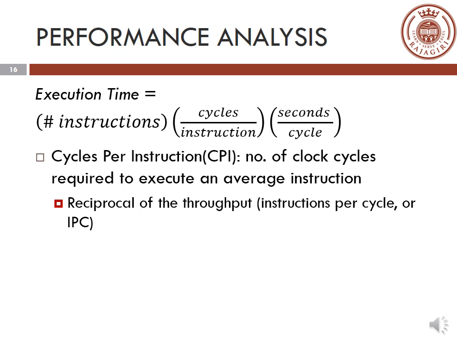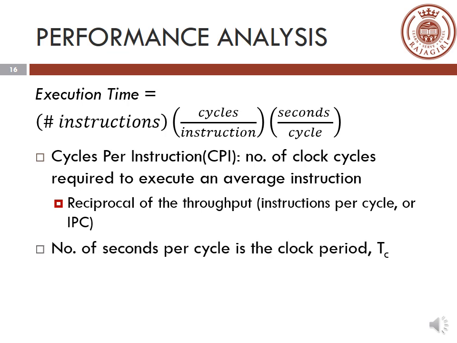It is an average value, and it is the reciprocal of throughput. Throughput is instructions per cycle, the number of instructions executed in a single cycle. So the execution time, which is the performance analysis, is given by instructions times CPI, cycles per instruction, times the clock period, seconds per cycle. The cycles cancel, the instructions cancel, and finally you get the result in seconds. That is what performance analysis means for your processor.